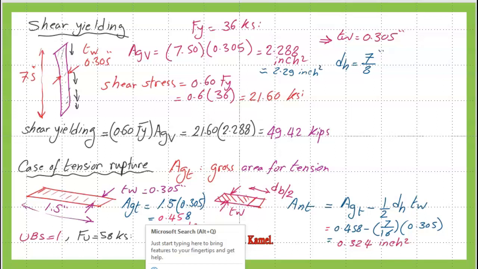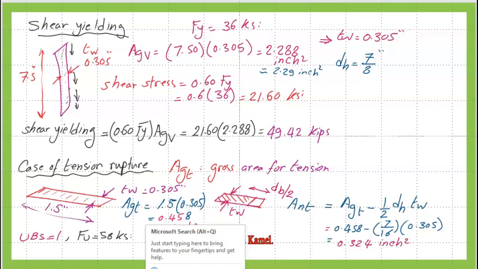For the case of tension rupture, first estimate the gross area for tension, which is equal to the length 1.5 inches multiplied by width thickness, or 1.5 multiplied by 0.305 equals 0.458 inches squared. To get the value of the net area for tension, which we call A sub NG, we will deduct 1/2 hole diameter area.